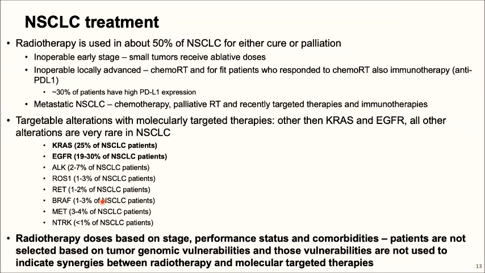So how is non-small cell lung cancer treated? Radiation is used in about 50% of the cases, either for cure or palliation. For inoperable early stage, small tumors can receive ablative doses of radiation. That's the conventional treatment. But for inoperable locally advanced disease, usually chemoradiation is used. And for fit patients who responded to chemo-RT, also immunotherapy, usually anti-PD-L1.